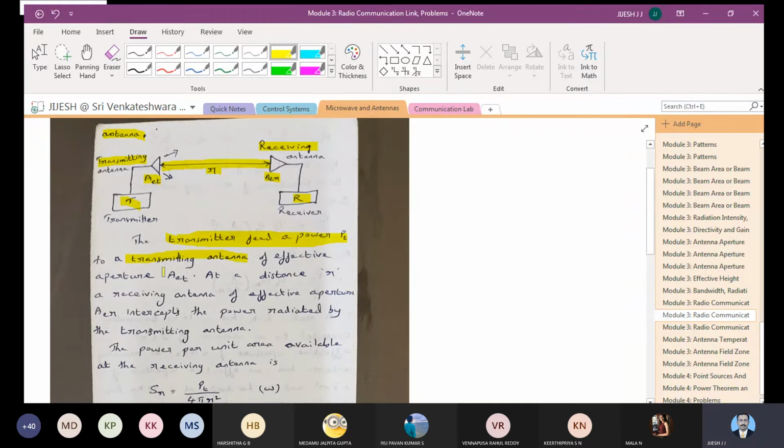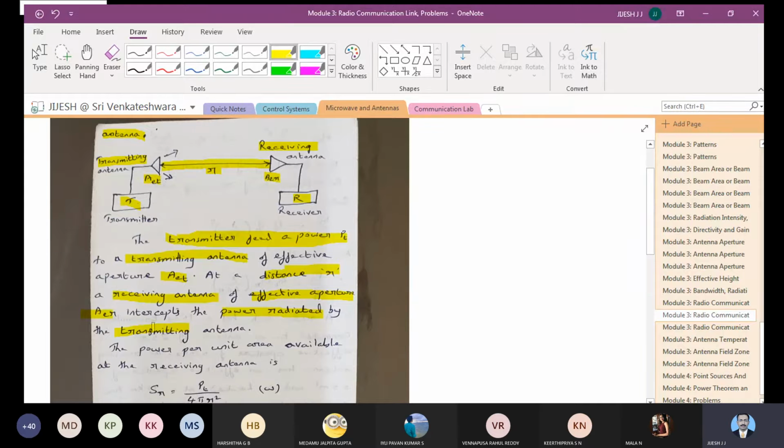I have already told you this. At a distance R, so the separation distance is R, a receiving antenna of effective aperture AER intercepts the power radiated by the transmitting antenna. All this explanation I have explained already. So we have a transmitting antenna and a receiving antenna separated by a distance of R. AET is the effective aperture of the transmitter and AER is the effective aperture of the receiver.